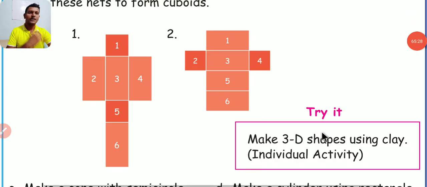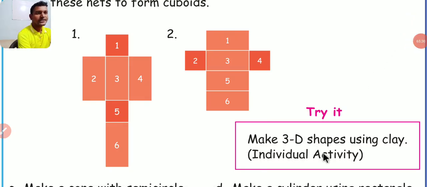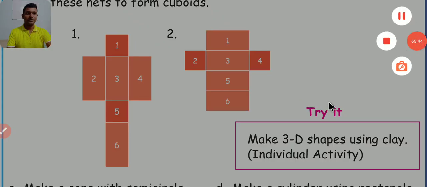Next one. Here, try it. Make 3D shapes using clay. Okay, individual activity. By using that clay, you can make 2D shapes, and you can make 3D shapes.